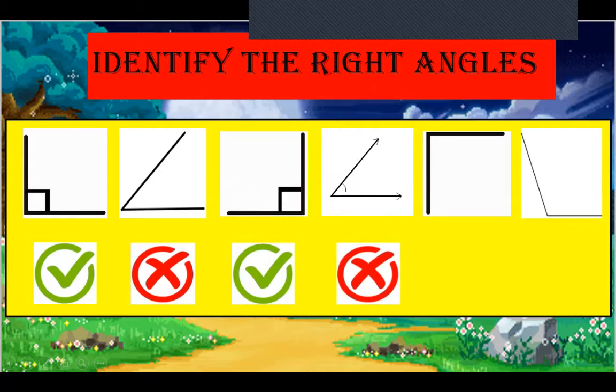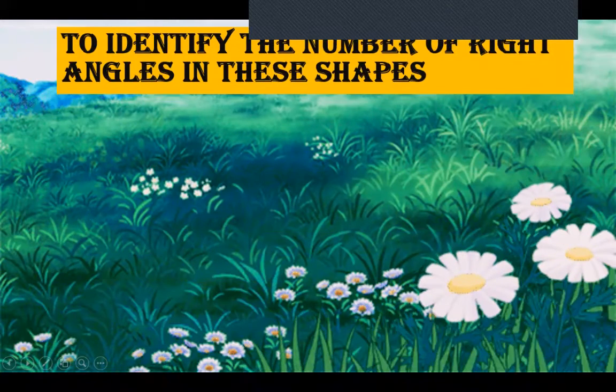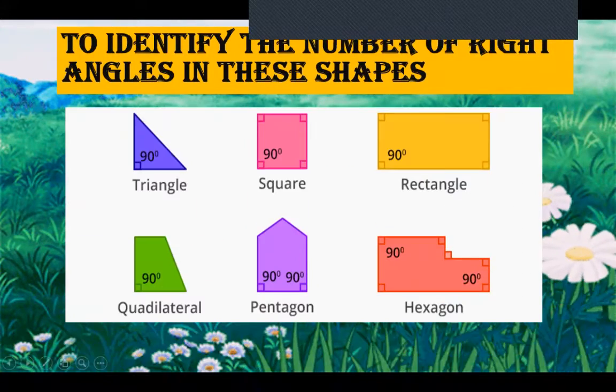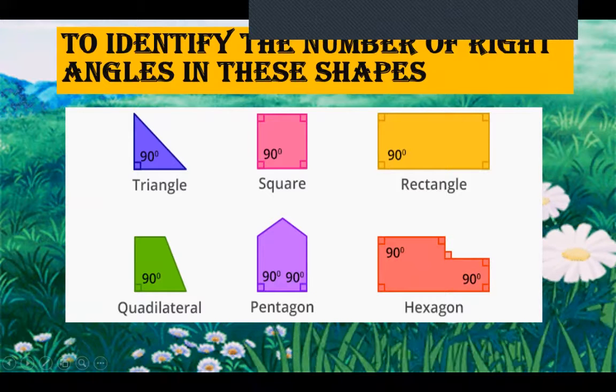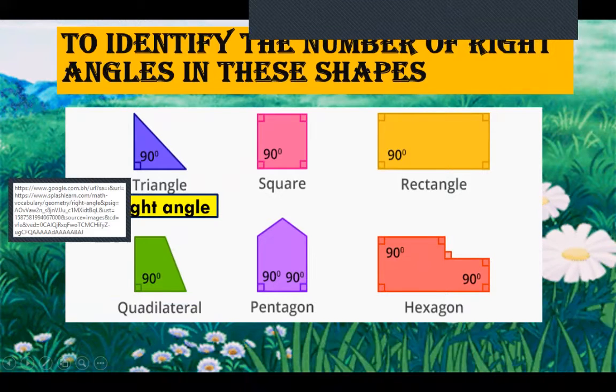This picture is not a right angle. Here it is 90 degrees, so it's a right angle. And this one is again not a right angle. Now identify the number of right angles in these shapes. In the first one, in this triangle, there is only one right angle.